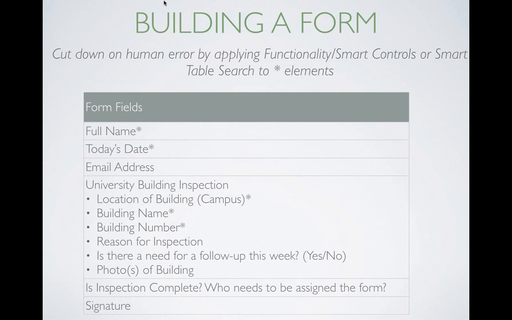Reason for inspection, that's our text area. And then we have, is there a need for a follow-up, yes or no? And then the photos of building. As you can see, we have the photo caption, which of course is just text, just photo.